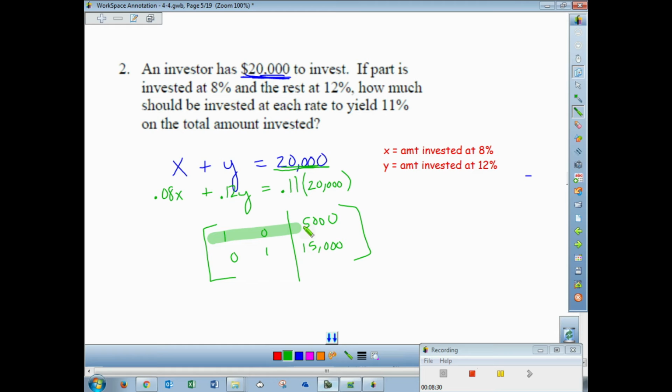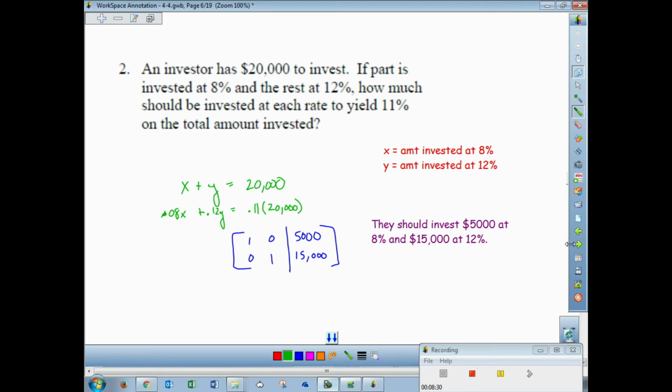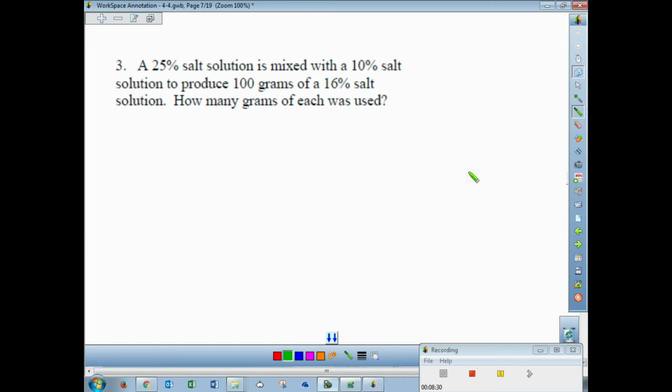What does this mean right here? This is x, right? X is the amount invested at 8% equals 5,000. So in a complete sentence, I wrote they should invest $5,000, right? That's this bad boy right here, at 8%, and $15,000 at 12%. Again, you can pause the video to get yourself time to write that sentence down, but just take this and write it in a complete sentence. Let's keep on rolling on.